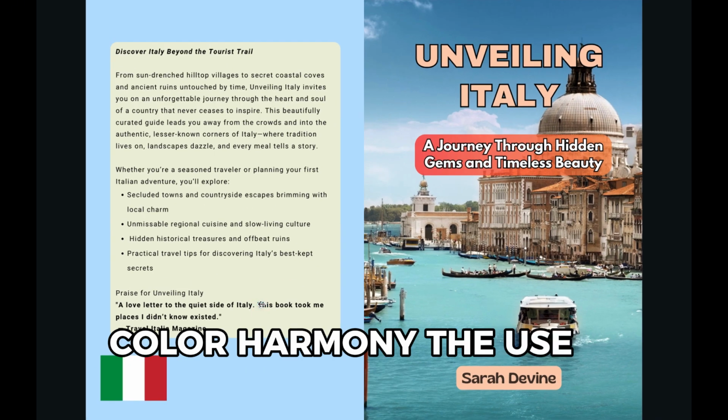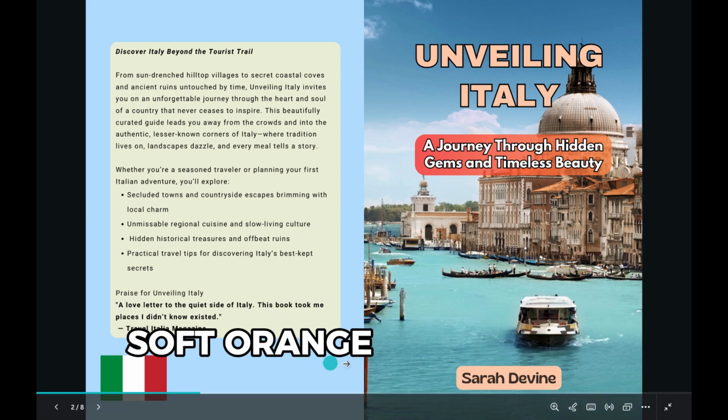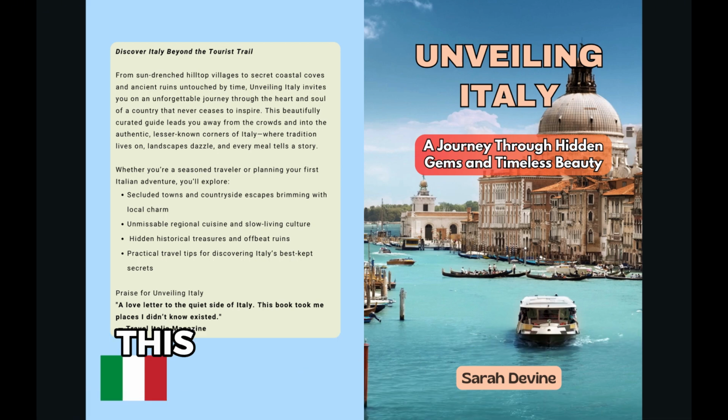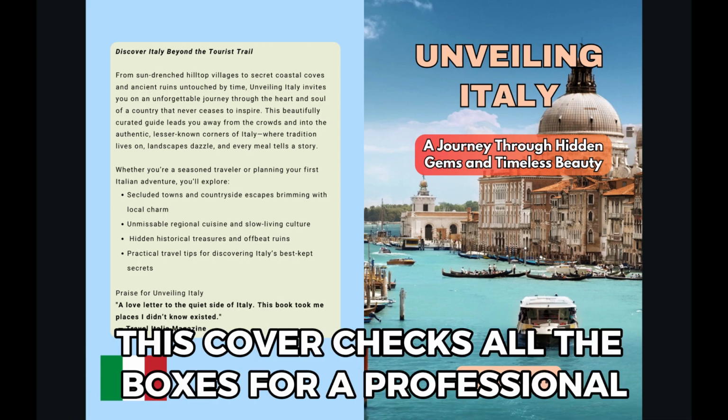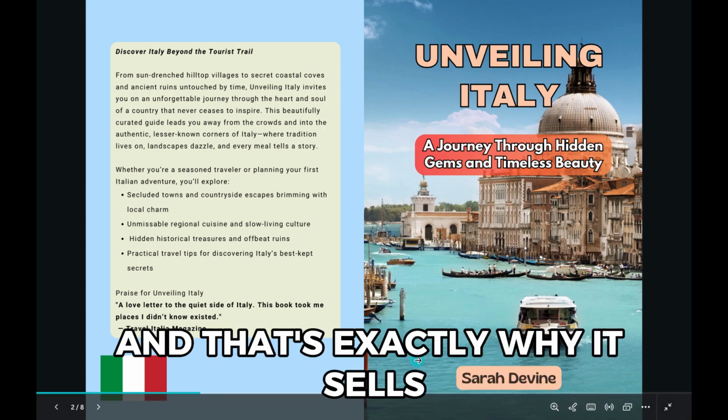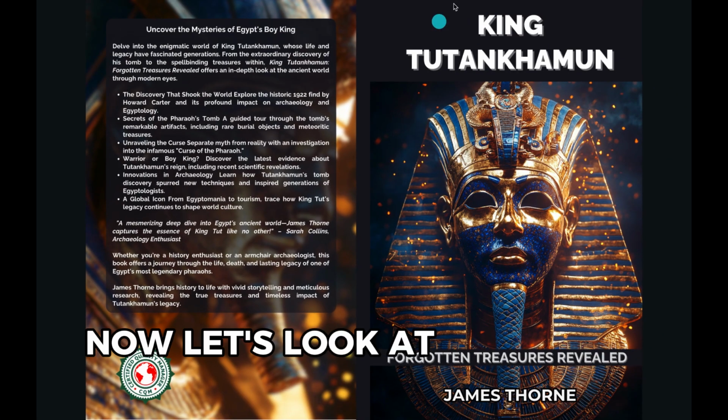Color harmony. The use of warm colors, soft orange red for the subtitle and name blocks, blends well with the building tones and creates visual unity. So overall, this cover checks all the boxes for a professional, attractive, and market-ready book cover. And that's exactly why it sells. Now let's look at the fourth cover.